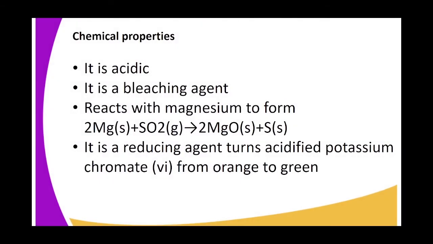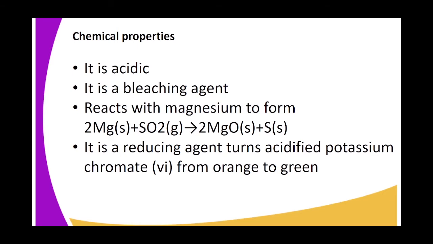What are some of the chemical properties of sulphur 4 oxide gas? Number 1, it is acidic. It is an acidic gas. Number 2, it is a bleaching agent. It bleaches flower petals. Let's say you take flower petals and you dip them in a gas jar containing sulphur 4 oxide gas. What happens? They will be bleached. It is acidic. It turns moist blue litmus paper red, but it does not turn dry litmus. It has no effect on dry litmus paper.